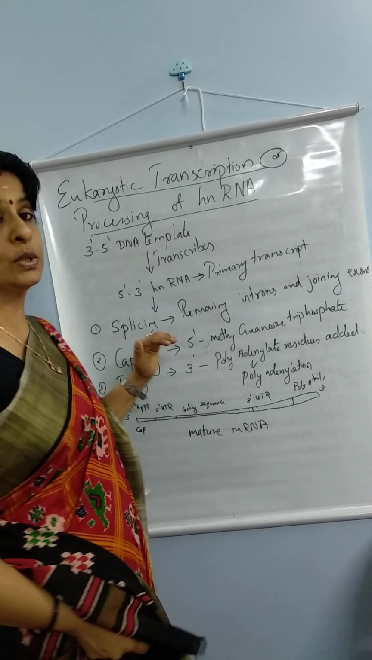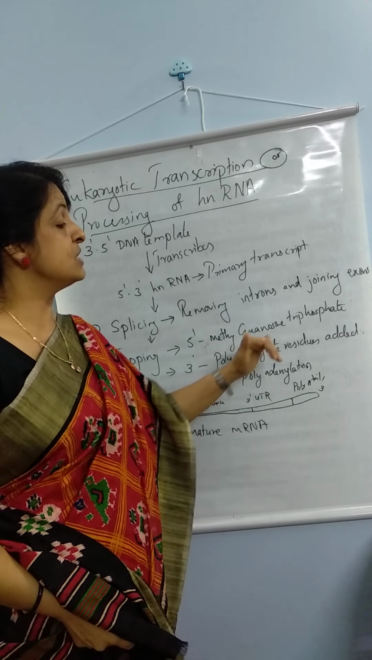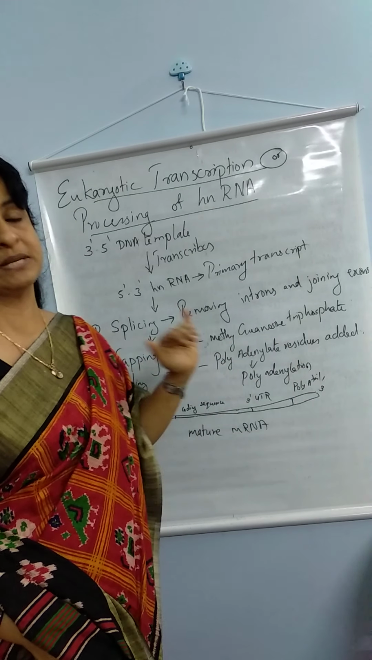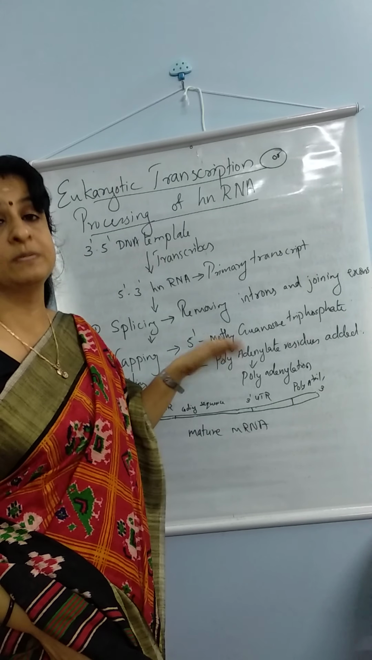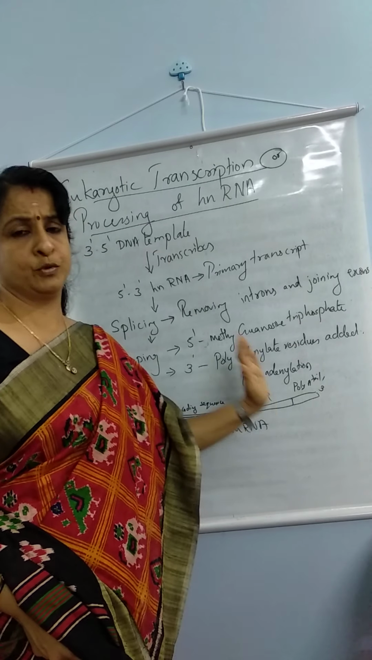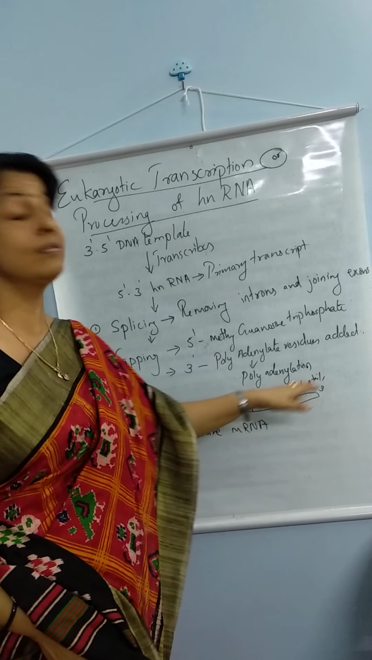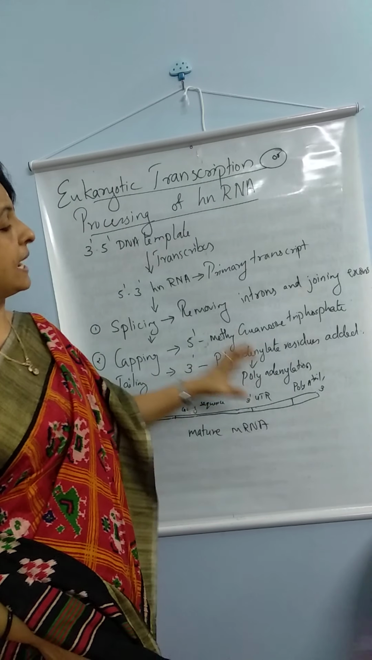Then it also undergoes tailing, that is, in the 3' end, polyadenylate residues are added. What's the meaning of it? It means that many adenine groups are added to it. Adenine containing nucleotides, 200 to 300, are added to the 3' end. This is for the stability of the RNA. So that is also added.